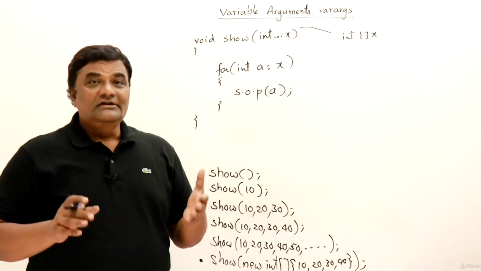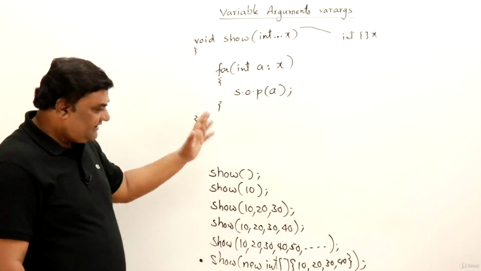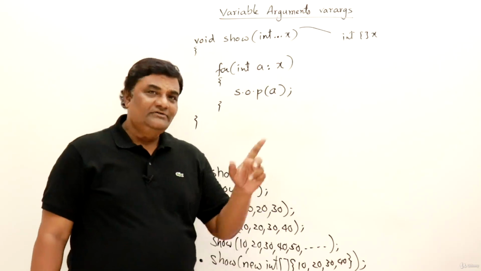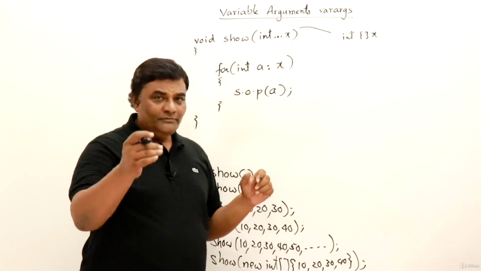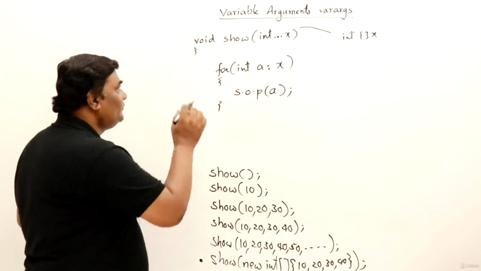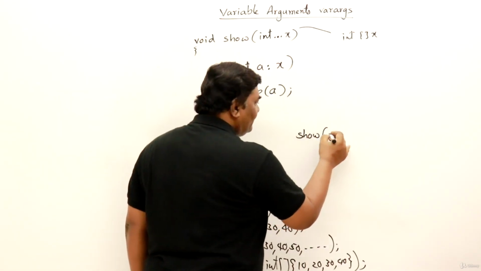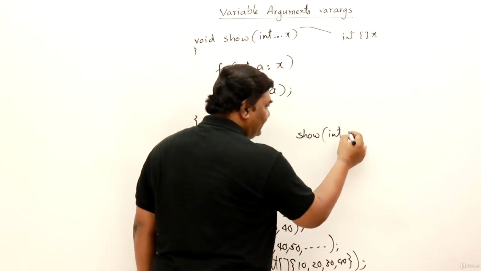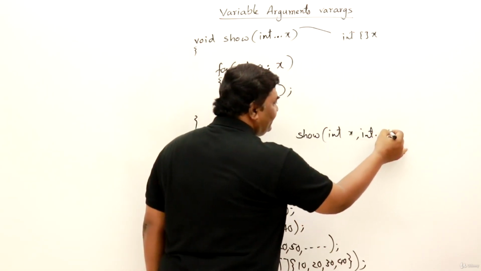So if at all you require a single functionality for various number of arguments, then you can go for variable arguments and you can define it like this. Now a few more things in this one. Suppose you want to have a method show, which will take one integer value compulsorily, and then next is a variable argument. You can define it like this also.